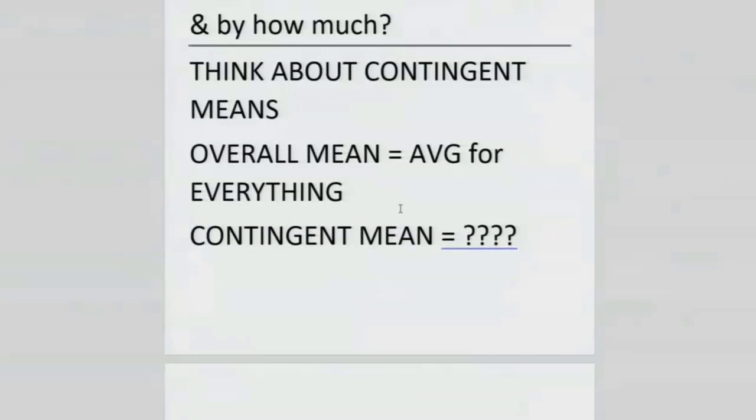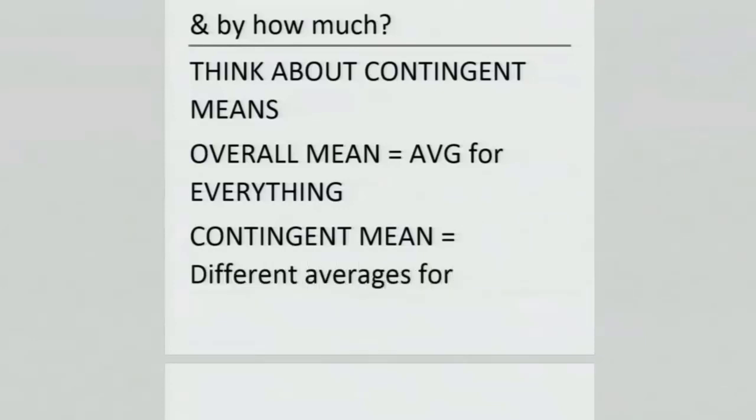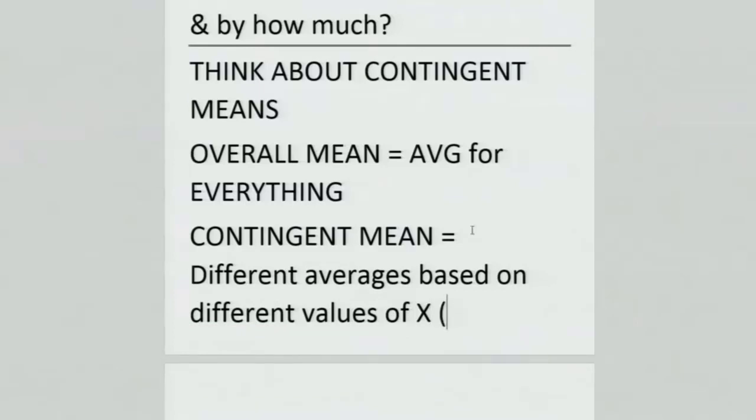So, let's think about contingent means. The overall mean is the average for everything. If that is what an overall mean is, what is a contingent mean? We talked about this a little bit before the exam and a lot after the exam. Who can refresh my memory? Wasn't contingent meaning that it was the average based on more than 2 variables? No. Yes. Different averages for what? For different ranges of x. Yes. Different values of x, and when we say x, we really mean the what variable? Independent variable.